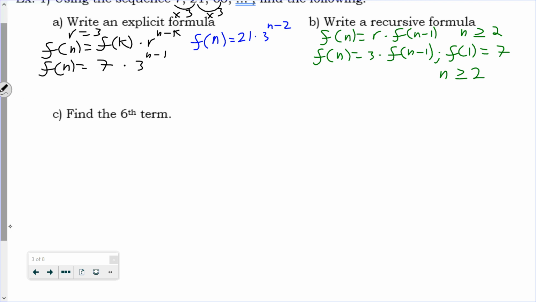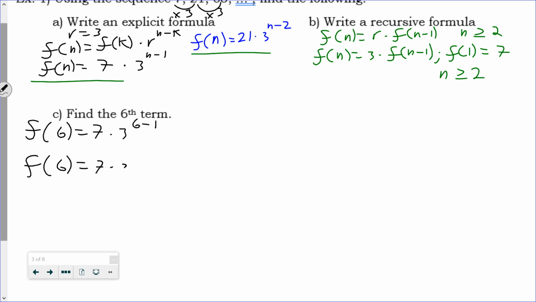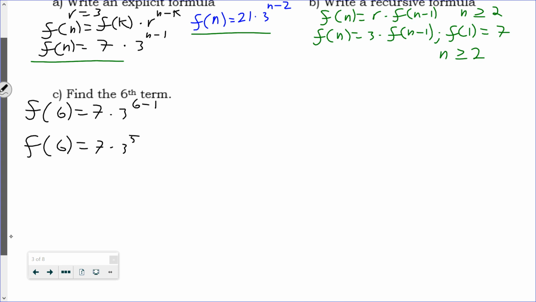And it doesn't matter which one we use because here we have 2 equations, right? We made 2 of them. They both will work. So for the first one, I want to figure out what f of 6 is going to be. That's going to be 7 times 3 to the 6 minus 1. So f of 6 equals 7 times 3 to the 5th power. 3 to the 5th power, that's 243, I think. Yeah, 243. So f of 6 equals 7 times 243, which is 1701. Are you okay with that?